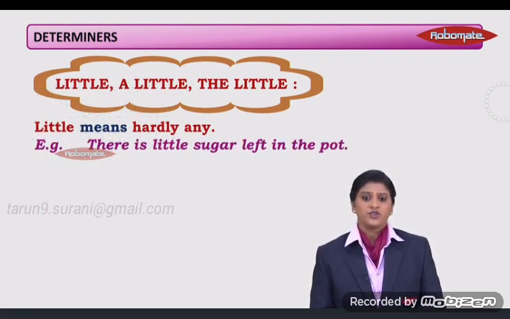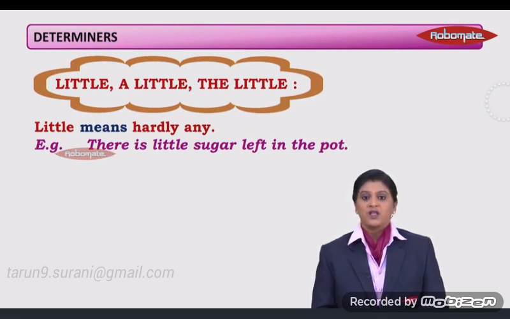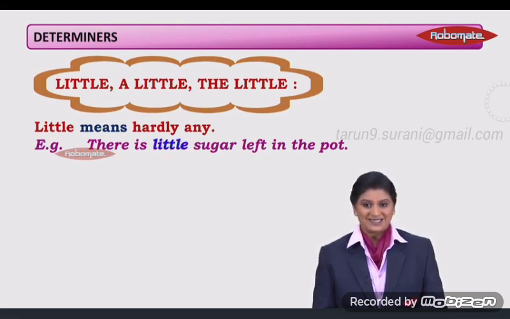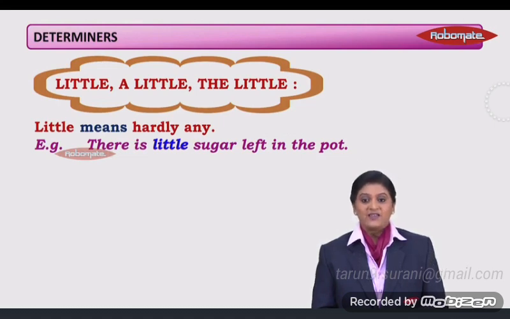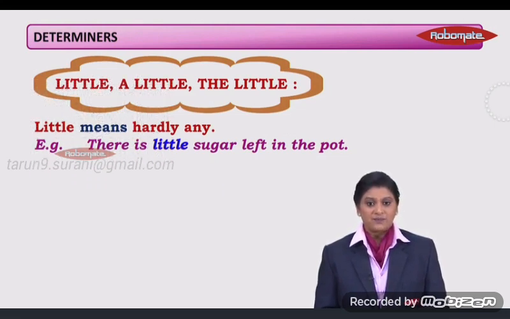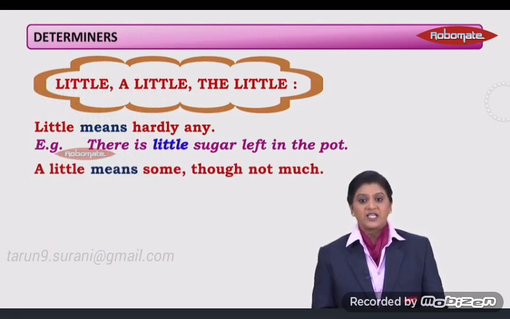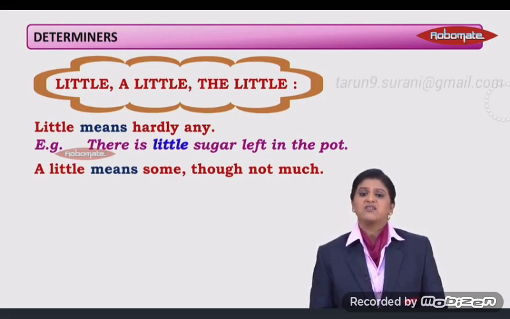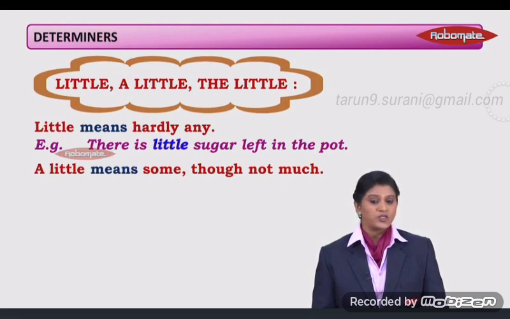There is little sugar left in the pot. The noun to be considered here is sugar, and little is the determiner that precedes it. In this case, I can say that there is very little sugar left, as in there is hardly any sugar left, a negligible amount.